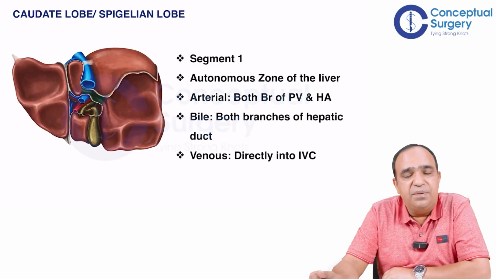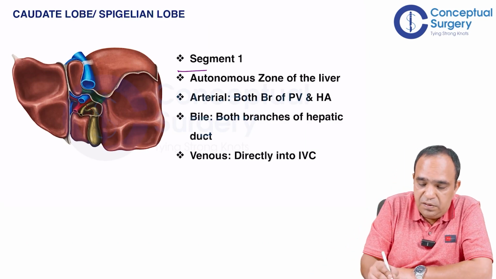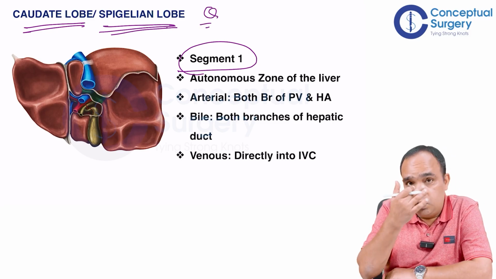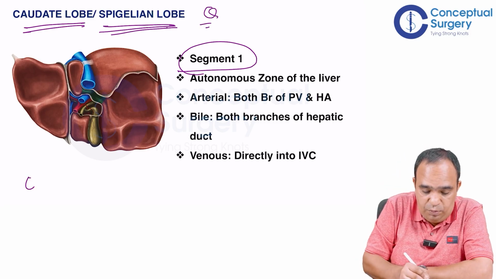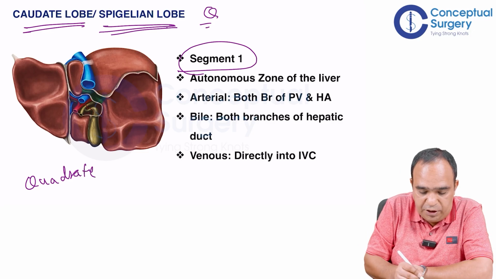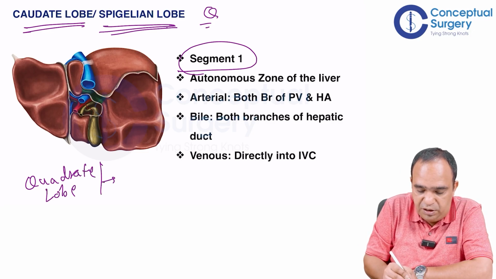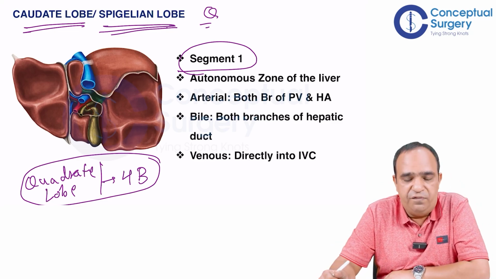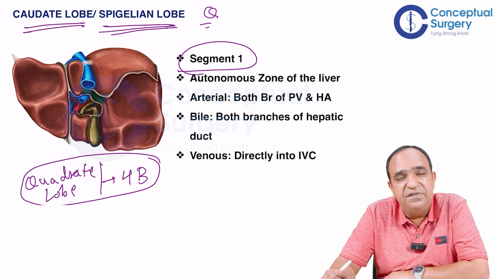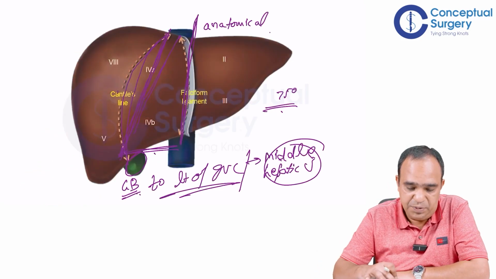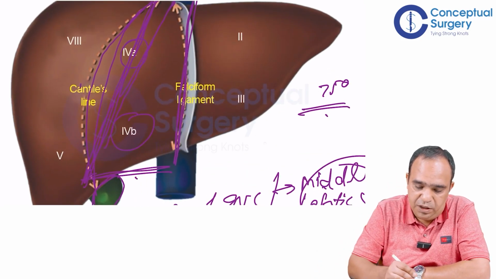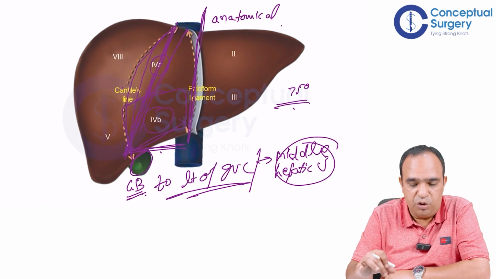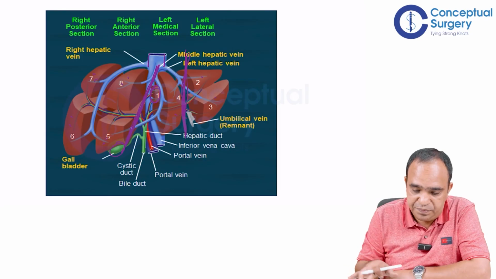Okay. Now about segment 1. Segment 1 is also called the caudate lobe or Spigelian lobe. So first of all, you should know the alternate names. There is one more name used, the quadrate lobe. Quadrate lobe is the term used for segment 4B. Segment 4 is further divided into 4A and 4B. Now segment 4B is right behind the gallbladder. In this picture you can see segments 4A and 4B. This segment 4B is right behind the gallbladder. This is called the quadrate lobe. So you should know these alternative names.